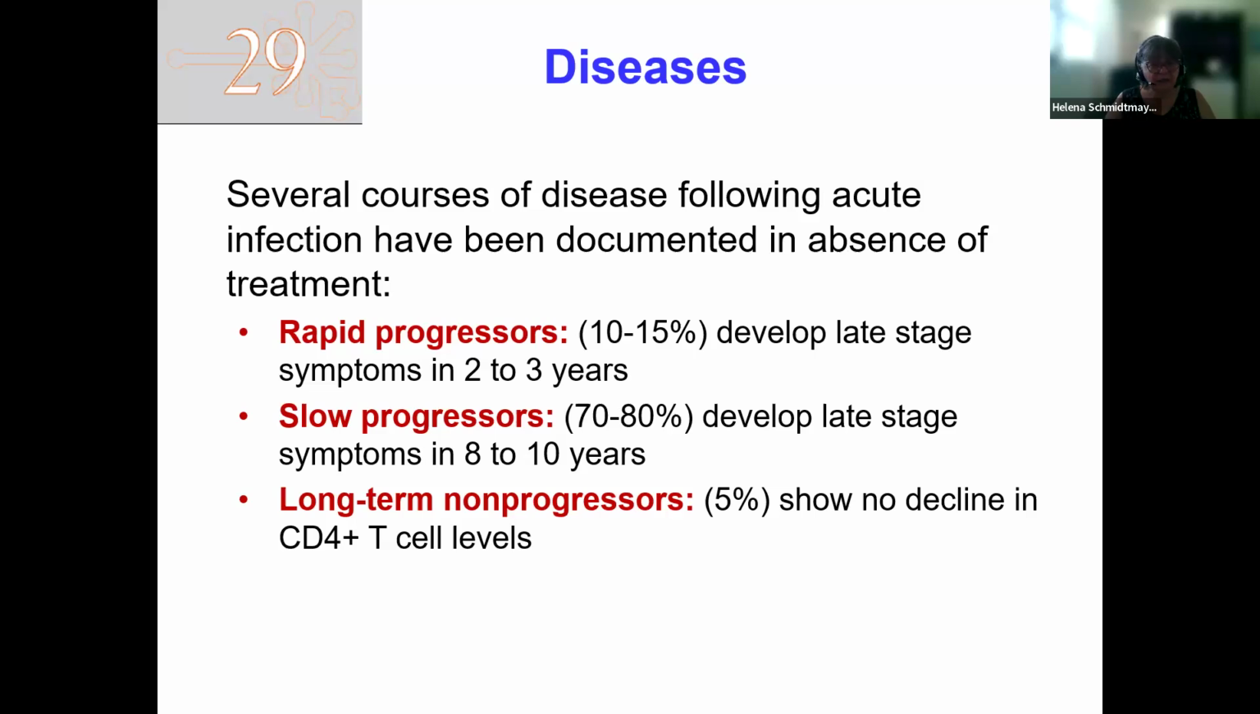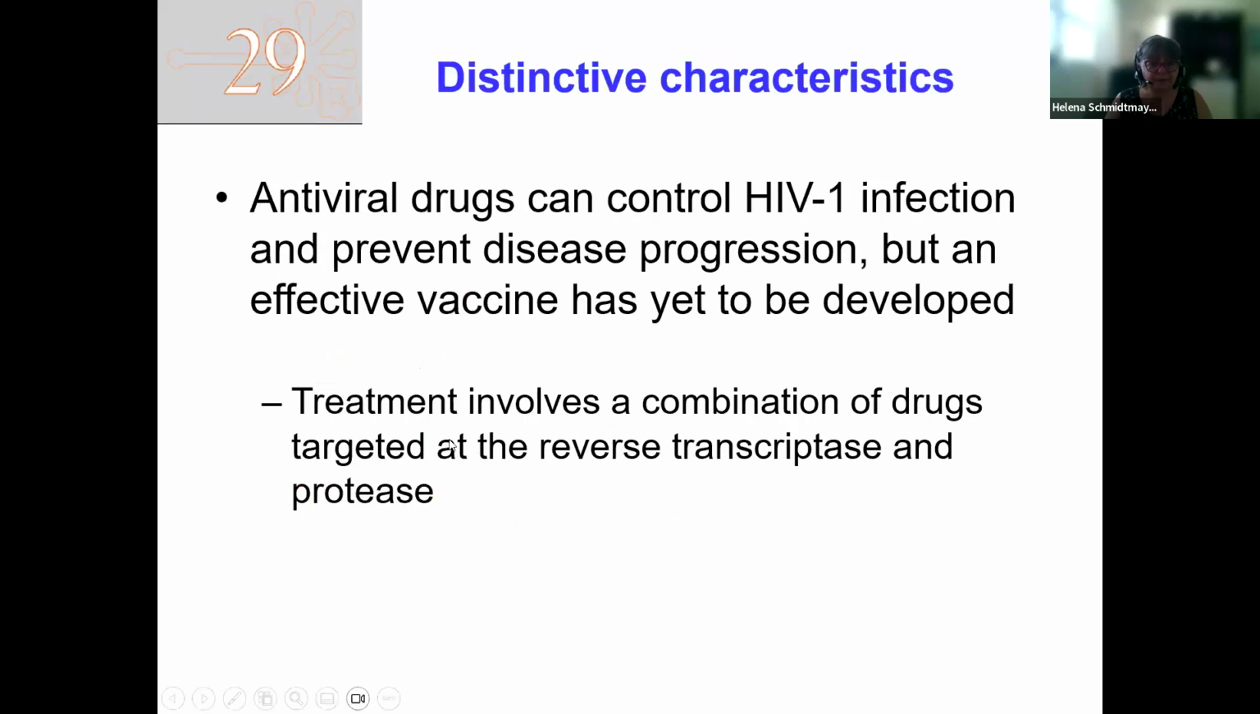They show no decline in CD4 T cells in spite of the fact that virus replicates. All these three courses are referring to patients who are infected and untreated. And we will talk about that a little bit later. So what determines long-term non-progressors? It is still not completely clear. It can be a virus which is different. It can be the state of the immune system and so on.